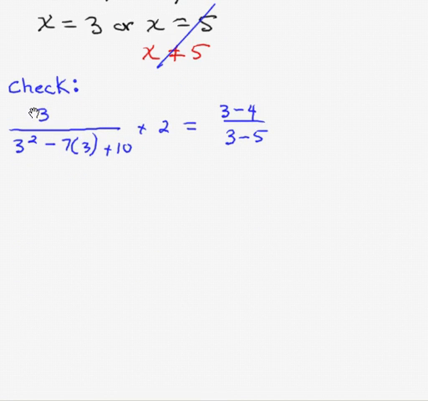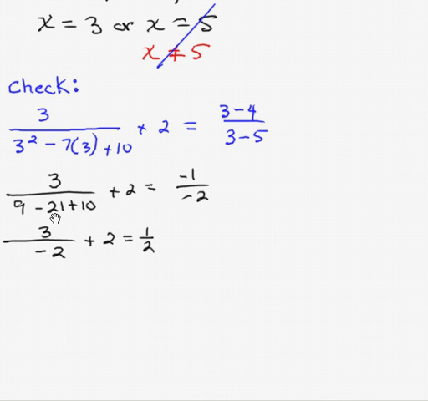So let me start with the original equation. Everywhere I see an x, replace it with 3. So that's 3 over 3 squared minus 7 times 3 plus 10 plus 2 equals 3 minus 4 over 3 minus 5. Simplify that and see if we get a true statement or not. So 3 over 9 minus 21 plus 10 plus 2 equals negative 1 over negative 2. Let's continue to simplify. 9 minus 21 plus 10 is negative 2. And negative divided by negative is positive.